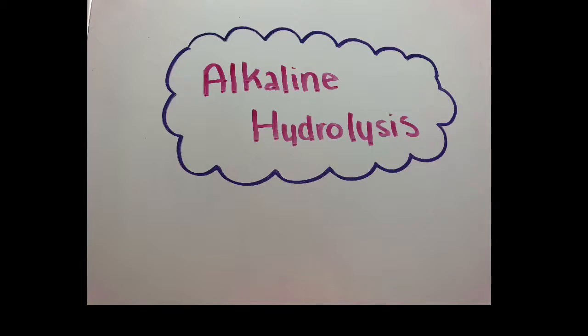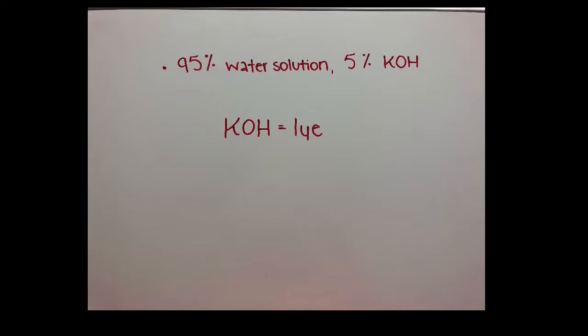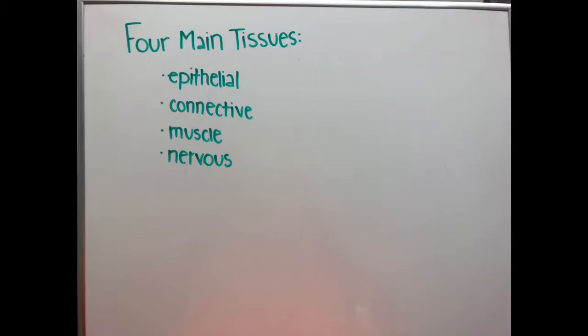Hi, today we're going to be talking about the biochemical process of alkaline hydrolysis, which is also sometimes called liquid cremation. This process involves putting a body into a solution of 95% water and 5% potassium hydroxide. Potassium hydroxide is just the chemical name for lye. In order to understand the biochemical process, it's first important to look at the tissues that make up the body.